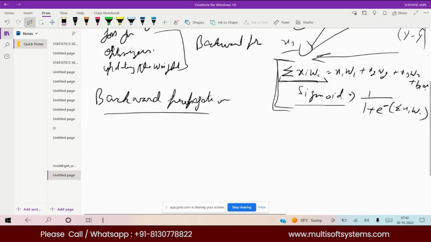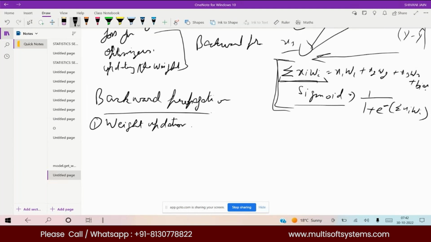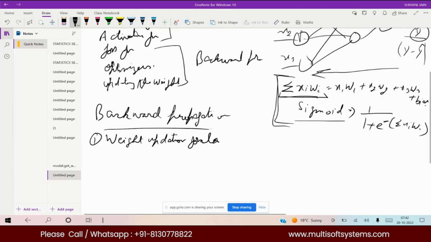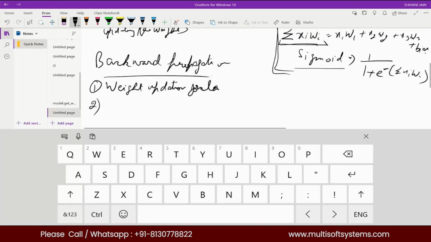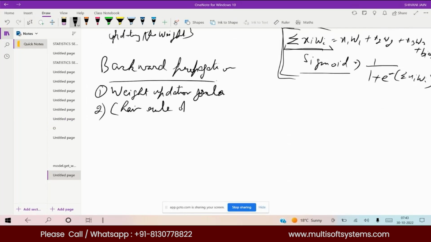Backward propagation is a two-step process. First is updating the weights, which is called the weight updation formula. When we update the weights, there should be some formula by which we can update them. We cannot randomly put any weight. And second is the chain rule of differentiation.